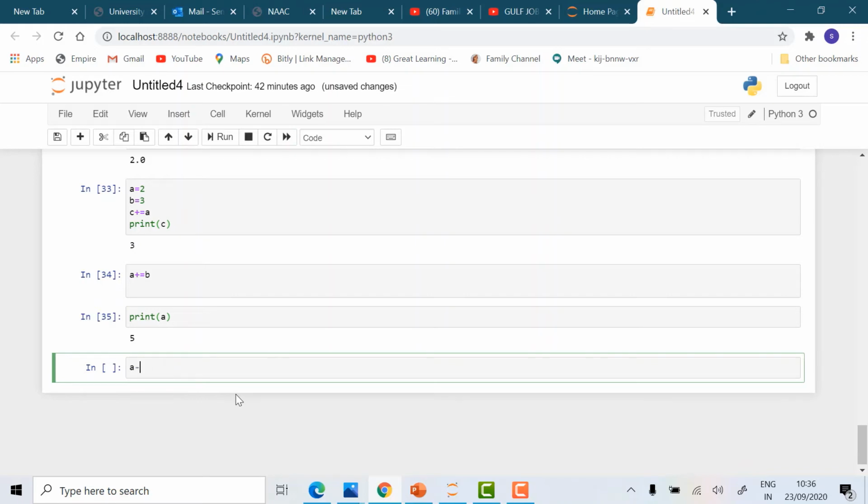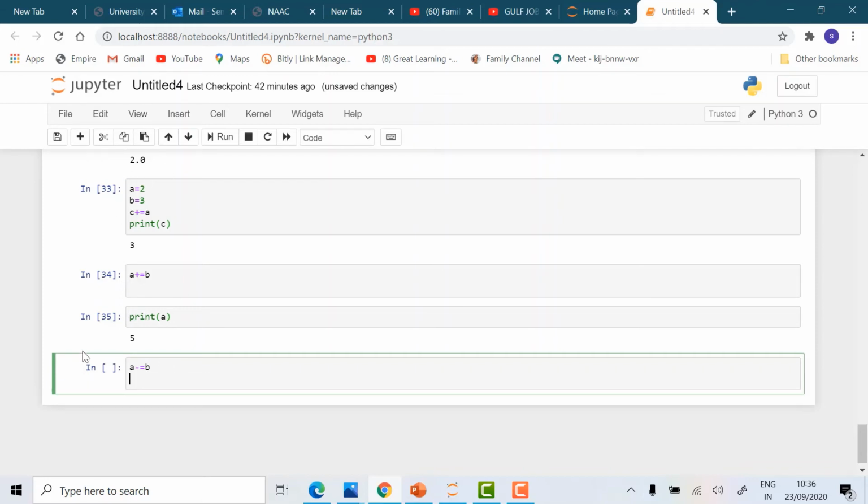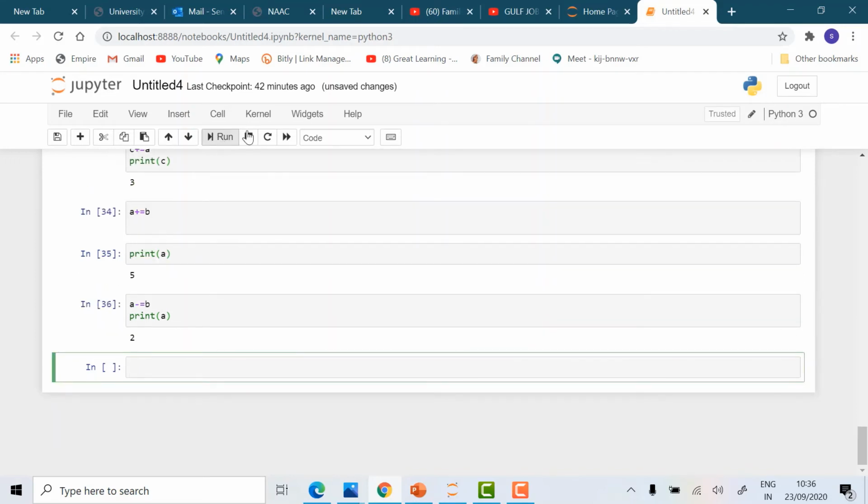Then, for example, A minus equal to B. That means A equal to A minus B, right? So A minus B is how much? 2 minus 3 is minus 1. So we should get this answer. So print of A.